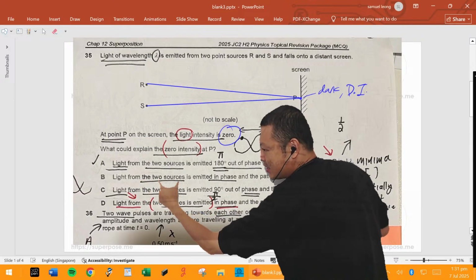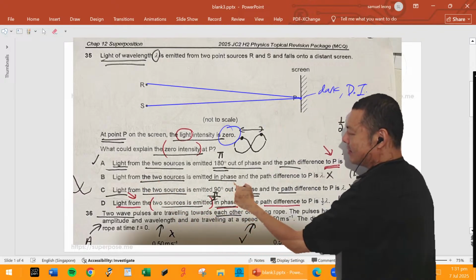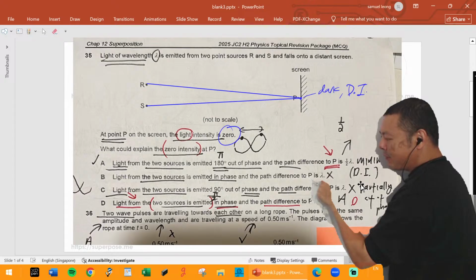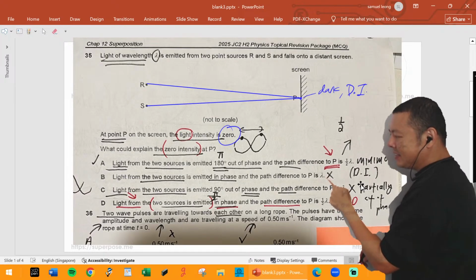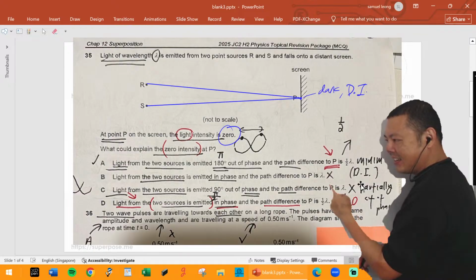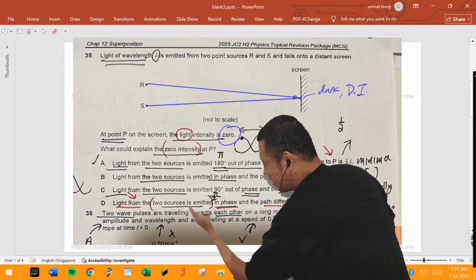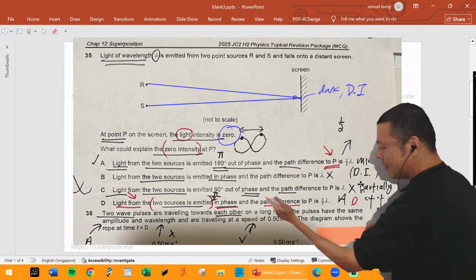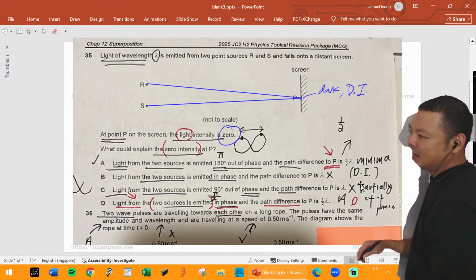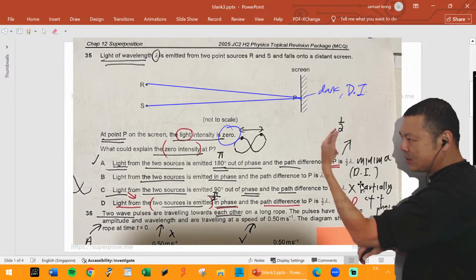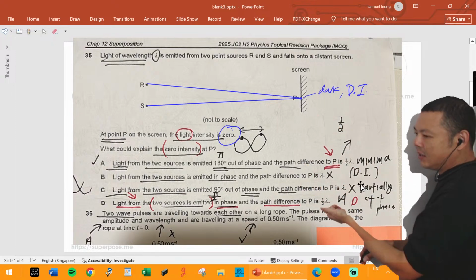Light from the two sources, in phase, that's right. And the path difference is lambda, that's also right. Then it should have been a bright fringe also, B. Then we look at the last one. Two sources emitted in phase and the path difference is half lambda. D is the answer, because that's the only option in this whole thing that can give you a dark fringe.